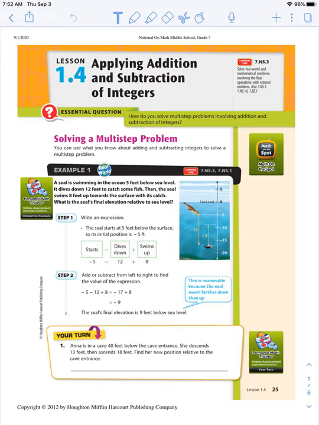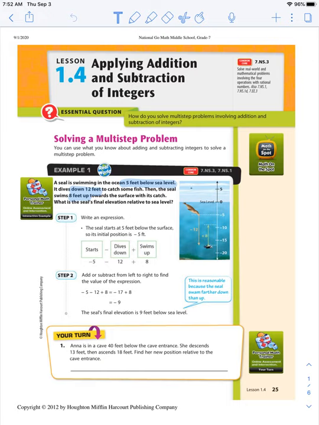So, example 1. A seal is swimming in the ocean 5 feet below sea level. It dives down 12 feet to catch some fish. Then, the seal swims 8 feet up towards the surface with its catch. What is the seal's final elevation relative to the sea level?